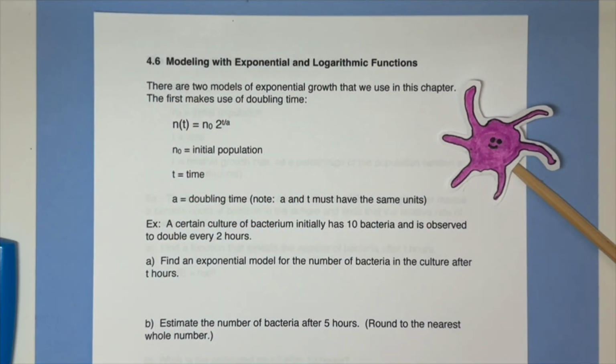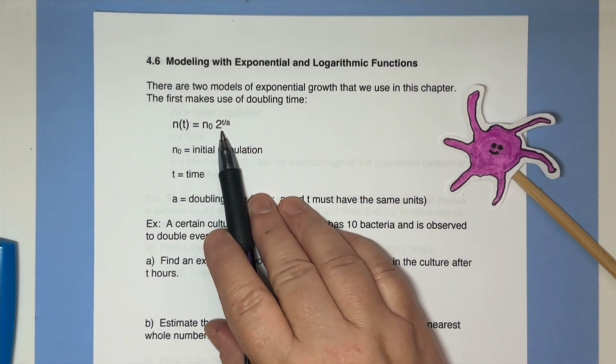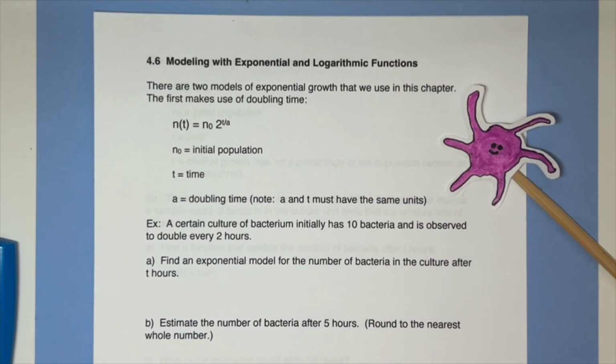So basically, there are two models of exponential growth that we use in this chapter and that are commonly used in science. The first makes use of the concept of doubling time. So how long does it take for an amount of money or a population of bacteria to double in size? And because we're talking about doubling, our formula is going to involve the number 2.